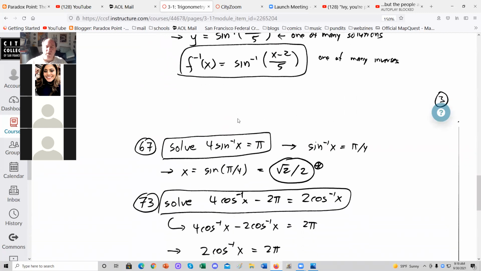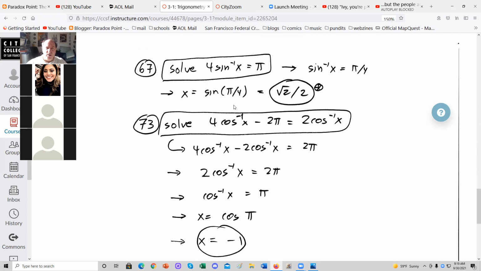Here, asked to solve 4 arc sine x equals pi. So arc sine x is pi over 4. Here we can, without difficulty, take sine of both sides and get x on the left side. Sine of pi over 4, which is sine of 45 degrees, is root 2 over 2.